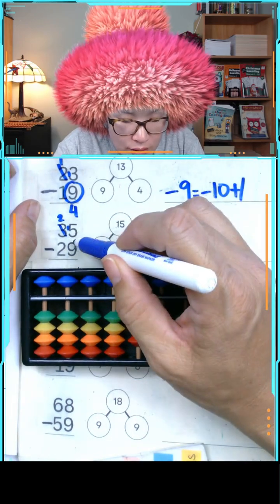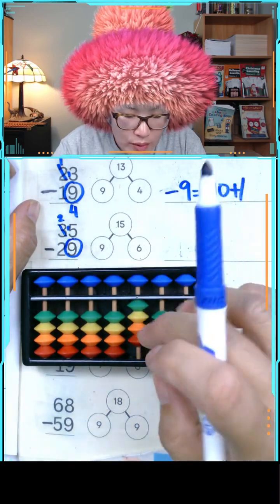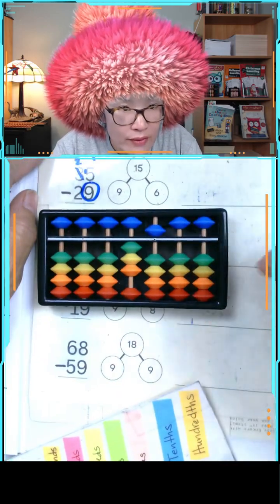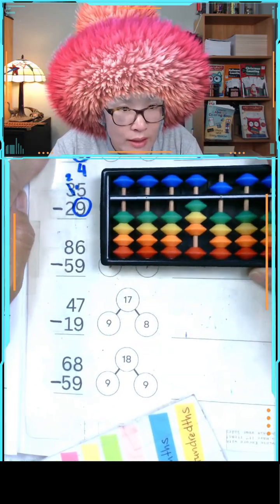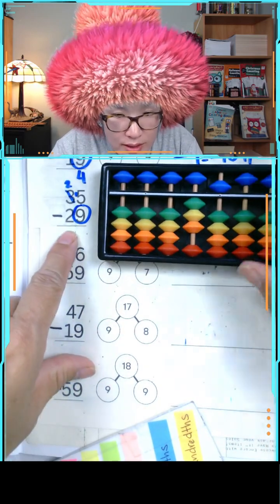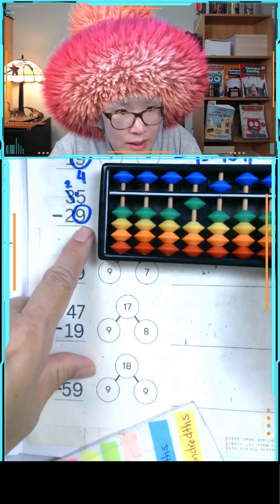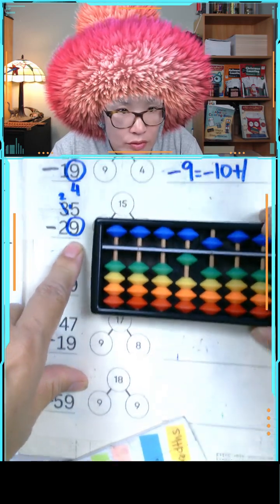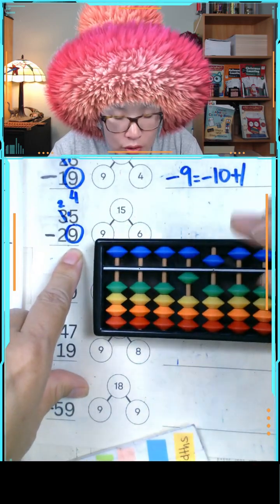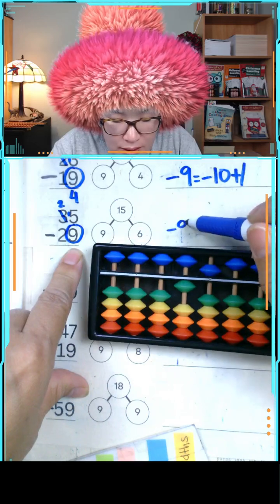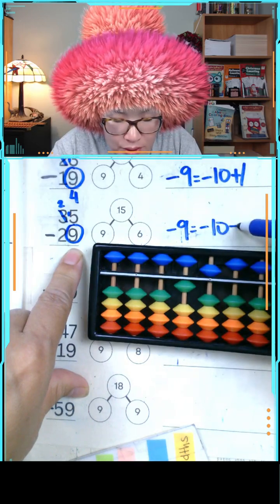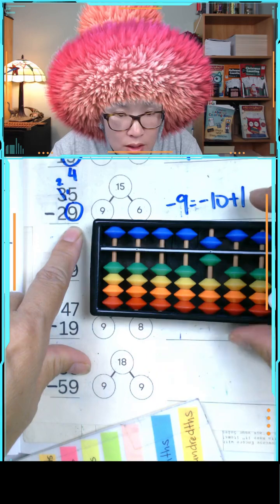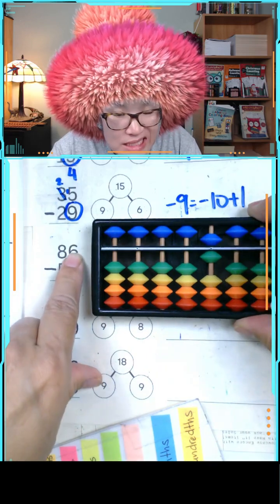So what are we going to do? Here is what we're going to pay attention to. We have 35 on the abacus. When we're looking at it, we want to take away 20. We take away 20. We want to take away the 9. When you take away the 9, is there enough? No, there's not enough. What do we do? All you got to do is memorize minus the 9 is equal to minus the 10 plus the 1. So my final answer is 6.